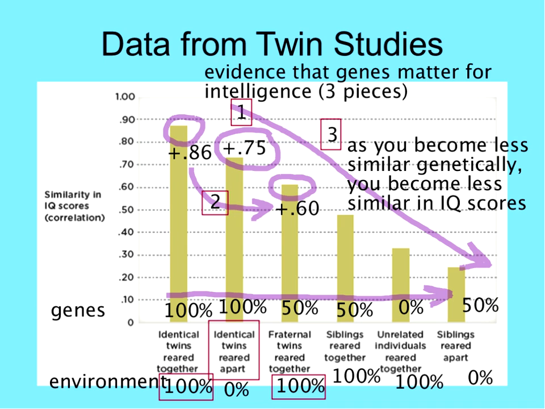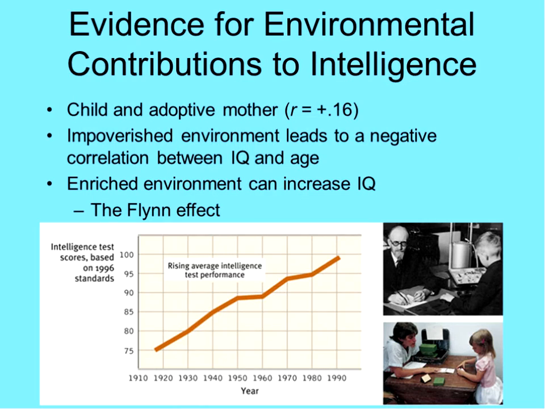Any questions or confusion about what we've got depicted on the slide here? So clearly, 3 pieces of evidence are available to us to show that genes matter for intelligence. Okay, so anybody who says that genes don't matter for intelligence, they just don't know what they're talking about or they're lying. Okay? Is this the only thing that matters? No. Environment matters, and I've got a slide to show you that.